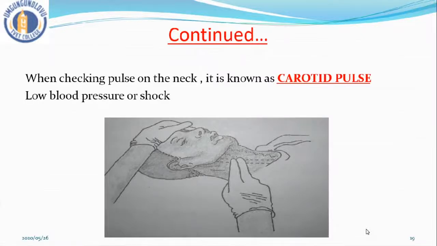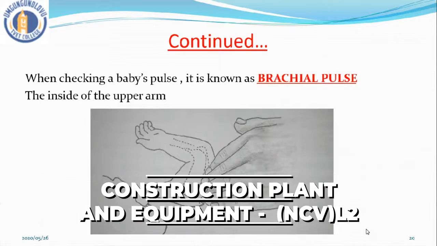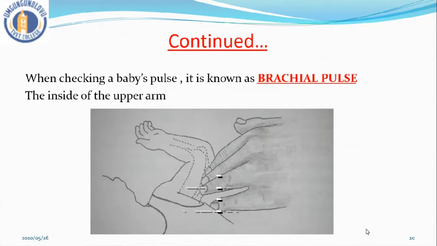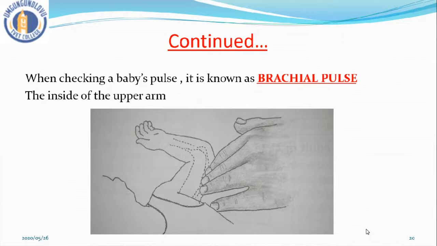When checking the pulse on the neck, it is known as the carotid pulse, mainly for people who have low blood pressure or shock. So the carotid pulse will be checked on the neck, on either side of the neck, on this side or on that side. It's known as the carotid pulse. In infants, when checking the pulse, it is known as the brachial pulse. That is on the inside of the upper arm. So on babies or infants, this is where we check for the pulse. Okay, it can be on either arm.